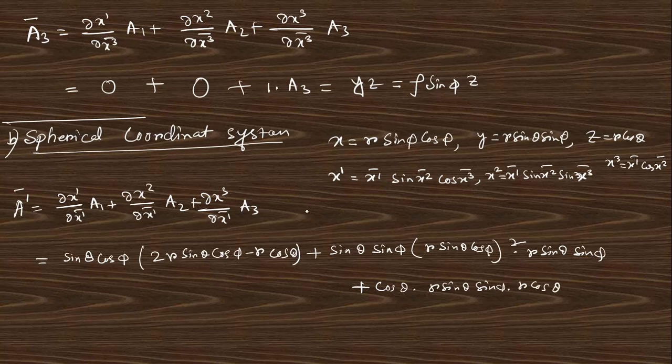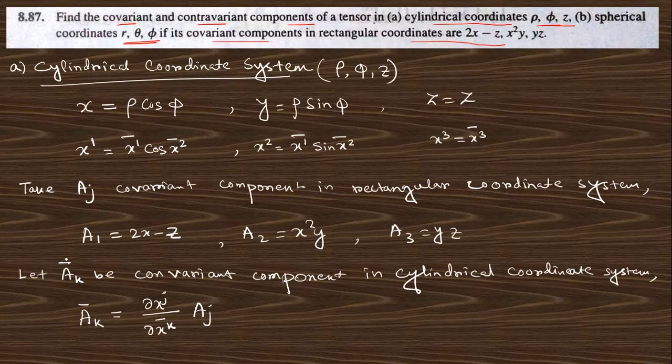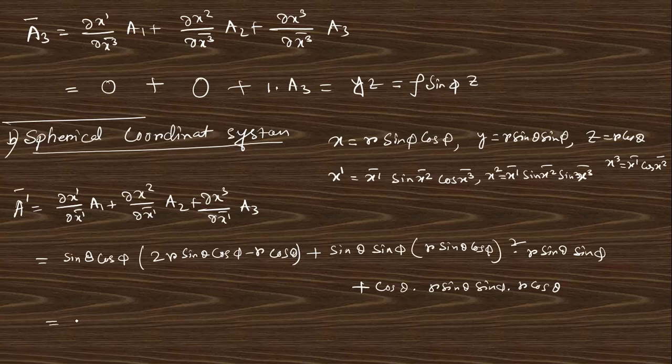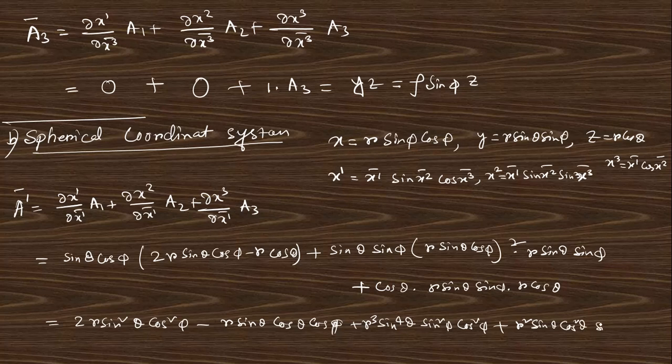Just put the value of a3. I think you remember a1, a2, a3. This was the a1, this is a2, and this is a3. a1 is 2x minus z, and so on. So if you just calculate, you will get this answer: 2r sin square theta cos square phi minus r sin theta cos phi plus r cube sin to the power 4 theta sin square phi cos square phi plus r square sin theta cos square theta sin phi.